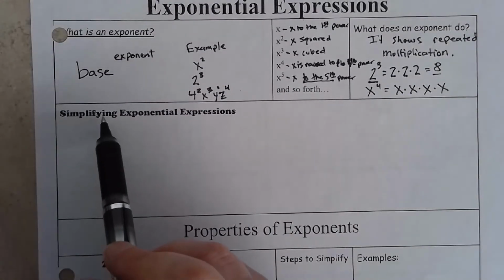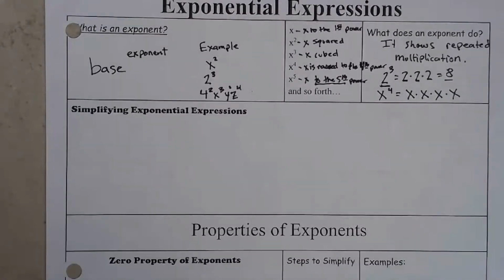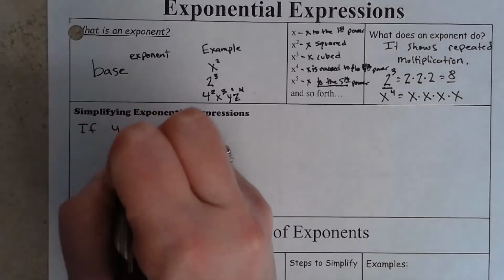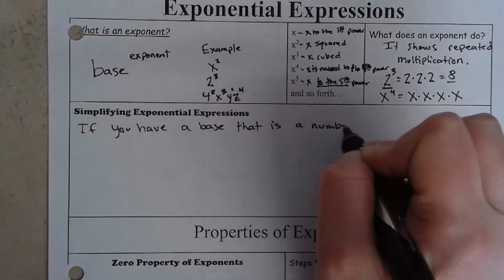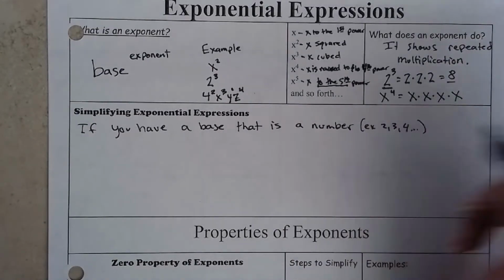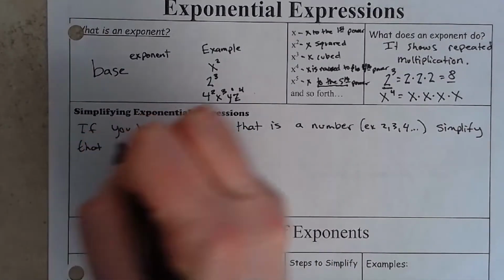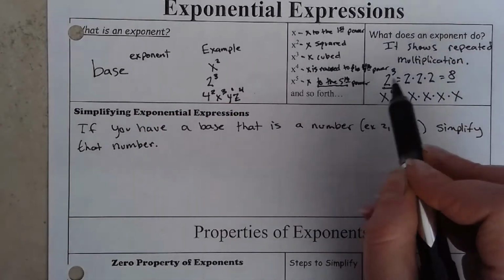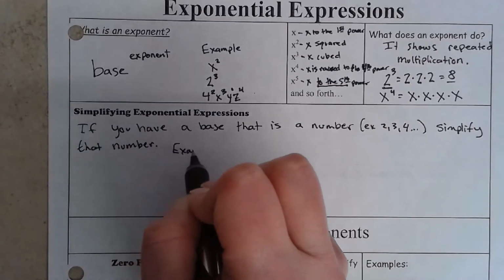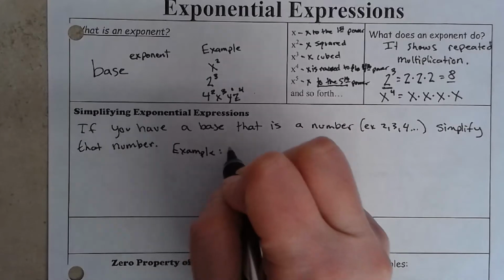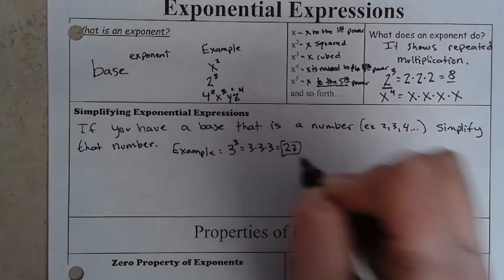We're also going to fill out simplifying exponential expressions. We're going to start fairly simple and work to the challenging things. So today should be nice and simple. If you have a base that is a number, example 2, 3, 4, and so forth, simplify that number. What I mean by simplifying that number, like if we had 2 cubed like we had up here, I would simplify that simply to 8. For example, if I had 3 cubed, that's 3 times 3 times 3, so I just simplify that to 3 times 3 is 9, times 3 is 27. So simplified, it's just simply 27.